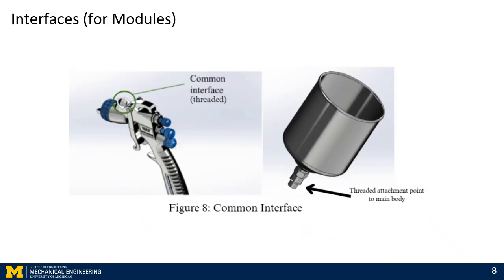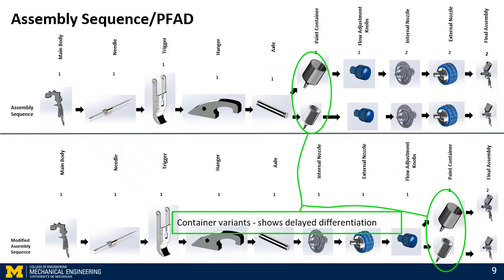The common interface for the paint container is an internal threading within the main body. An assembly sequence and a modified assembly sequence show the different container variants and the delayed differentiation within the assembly sequence.